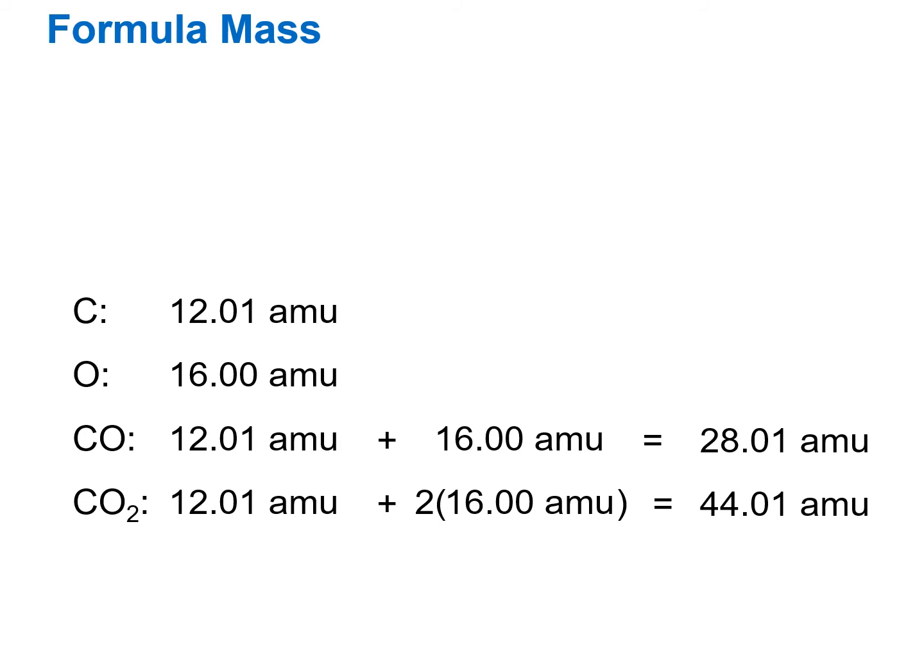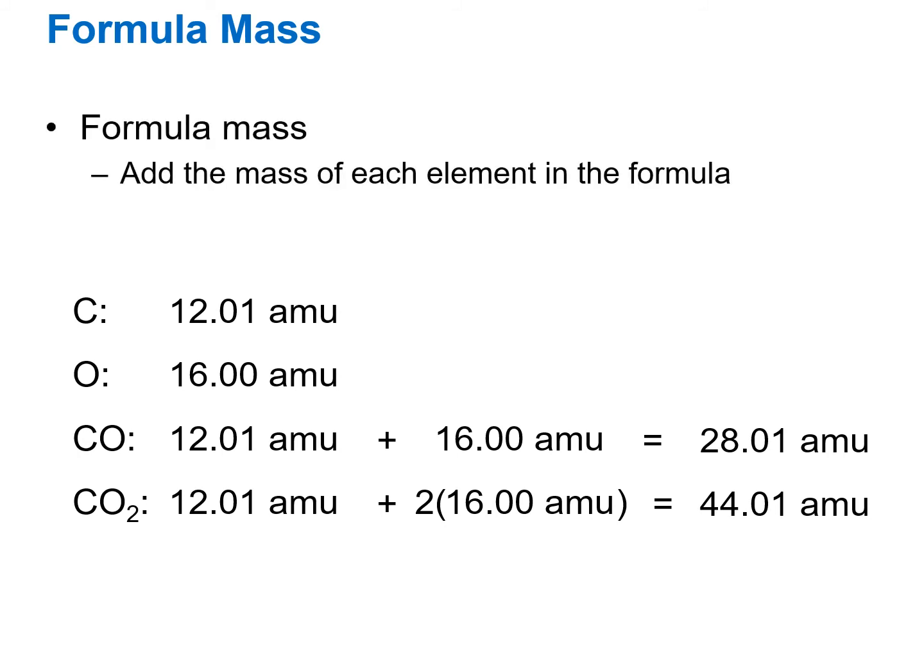Anything hard here? Hopefully not. So the way that we come up with formula mass is that you take the mass of each element in the formula and then you add it all together. That's it.